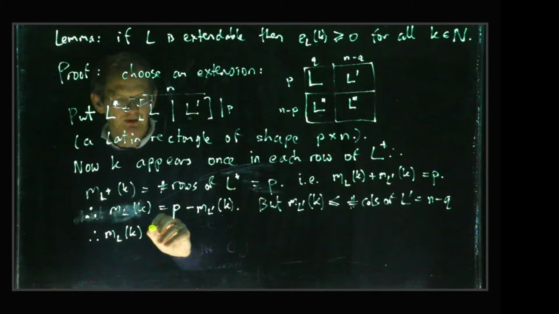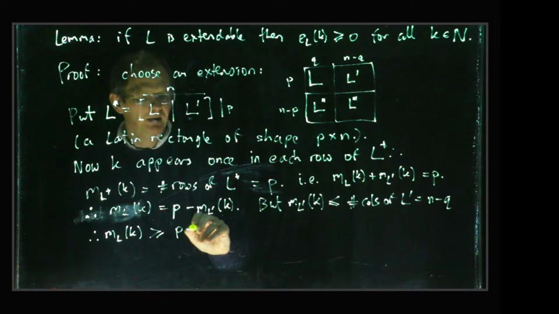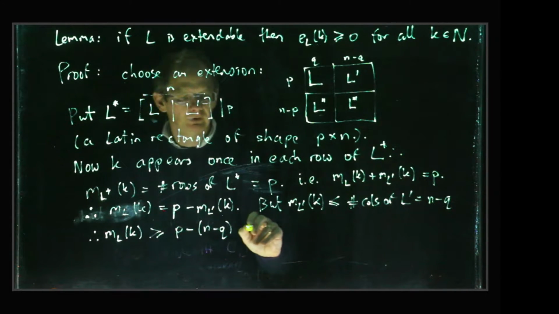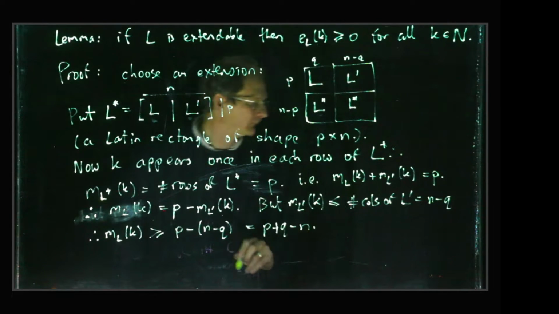So we get this is greater than or equal to p minus this n minus q, which is p plus q minus n. Okay.